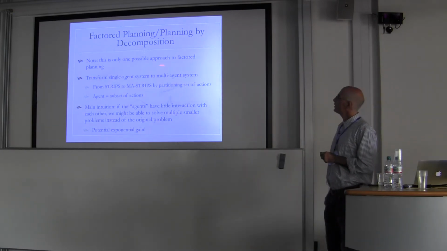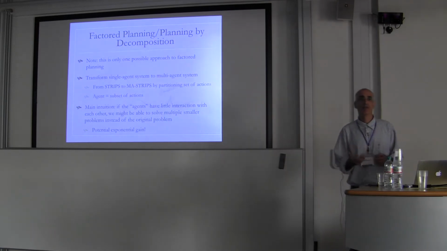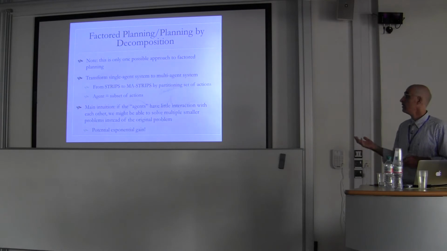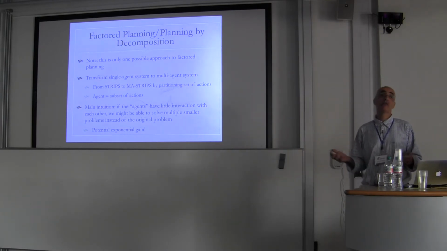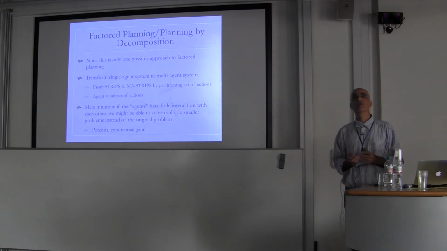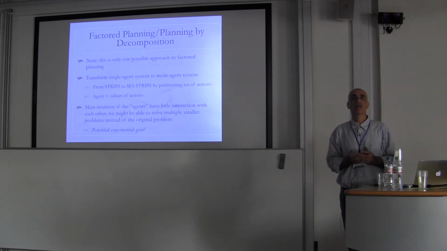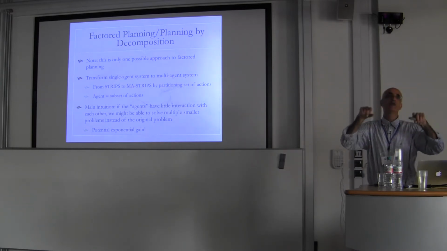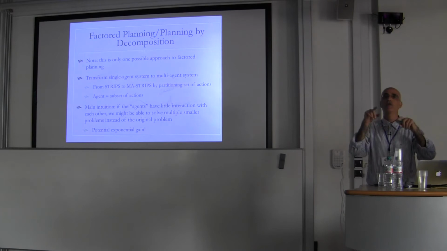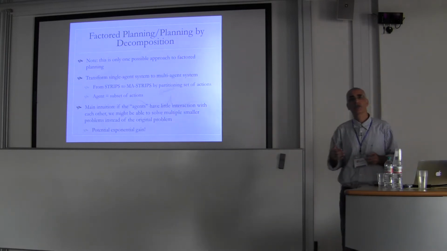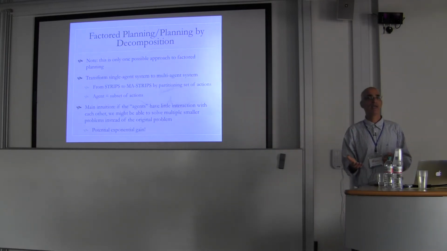And the idea goes back to a notion that people in planning have looked at for quite some time, and not only in planning, but generally in problem solving in AI. The idea of decomposing a problem. You have a big problem. It's usually exponentially expensive to solve it. Maybe if you could divide the problem into many smaller problems, each of which you can solve almost independently, you will be able to get an exponentially reduced running time, right?